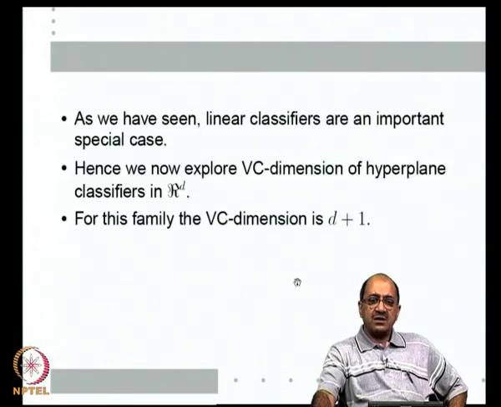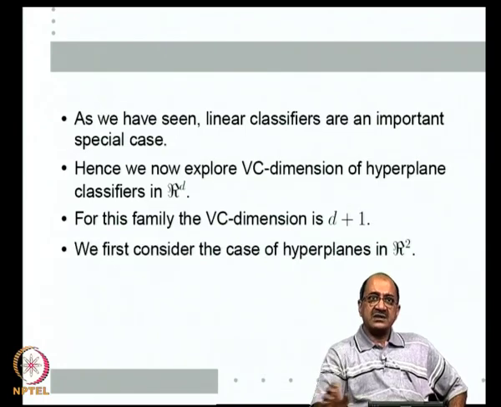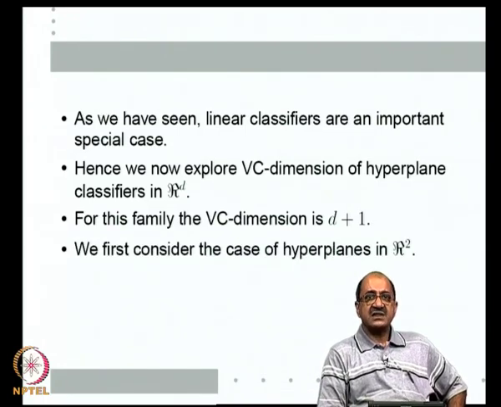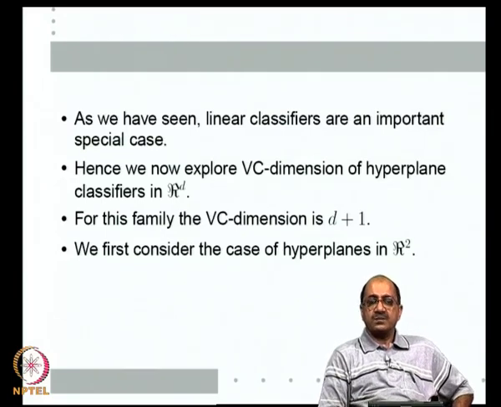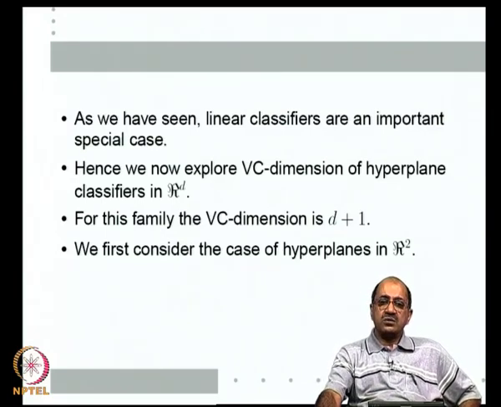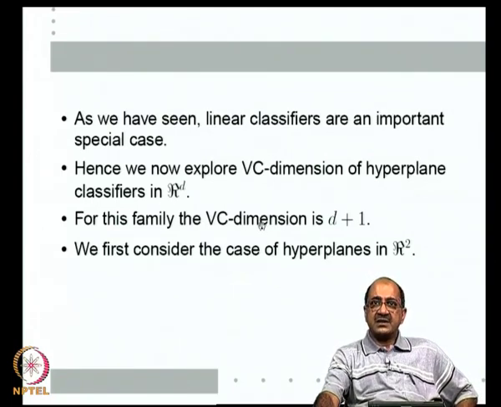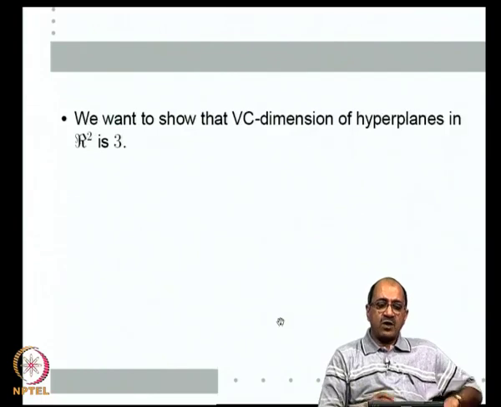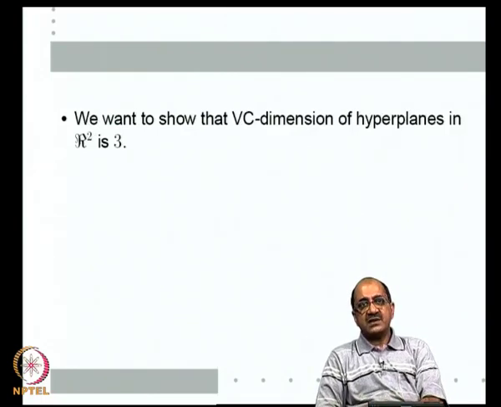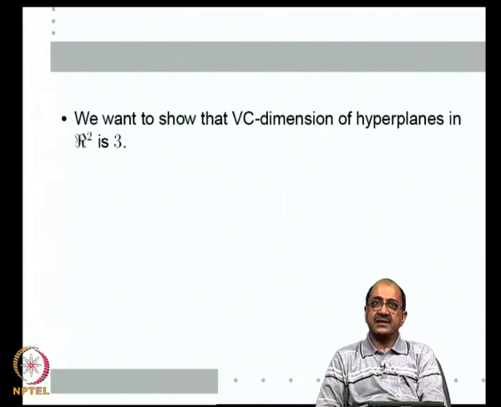Before we prove this in general D dimensions, let us first consider the case of hyperplanes in R2. In R2, I have to show that the VC dimension is 3, because D is 2, D plus 1 is 3. So, what do I have to show? I have to show that the VC dimension of hyperplanes in R2 is 3.